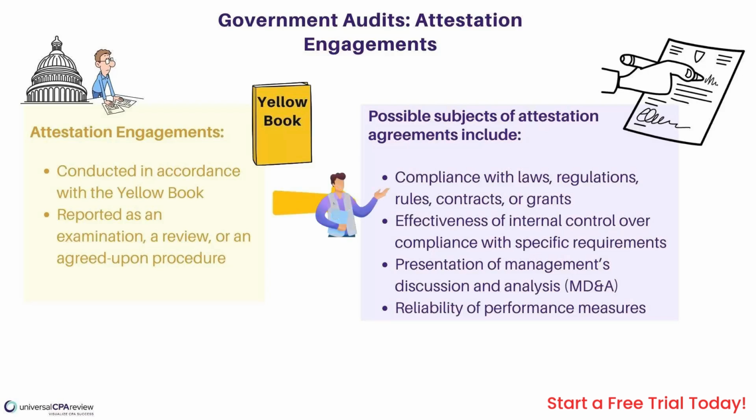Attestation work might involve testing for compliance with laws, regulations, contracts, or grant agreements, or assessing the effectiveness of internal controls related to compliance. Auditors may also evaluate how management presents its discussion and analysis, right? Its MD&A. And that is going to also include reviewing the reliability of performance measures used to track program results. All right, so overall, attestation engagements provide independent verification of critical information that government agencies and oversight bodies use to make decisions, allocate funds, and ensure public accountability.